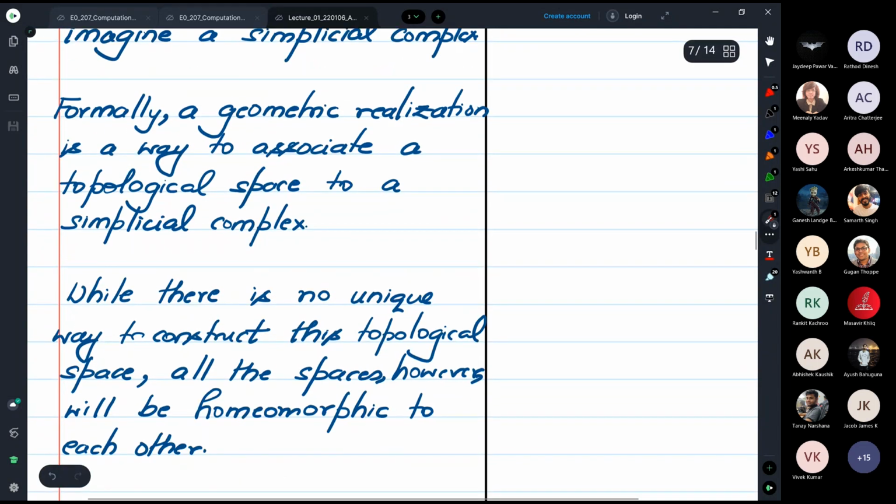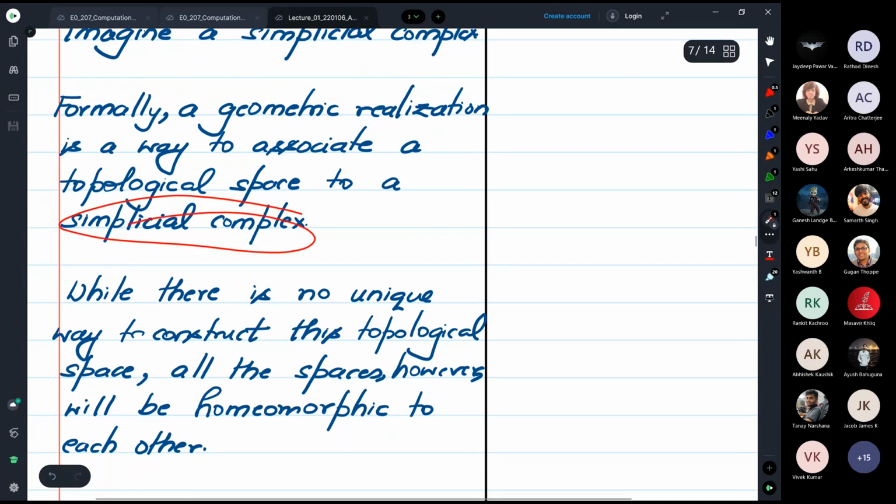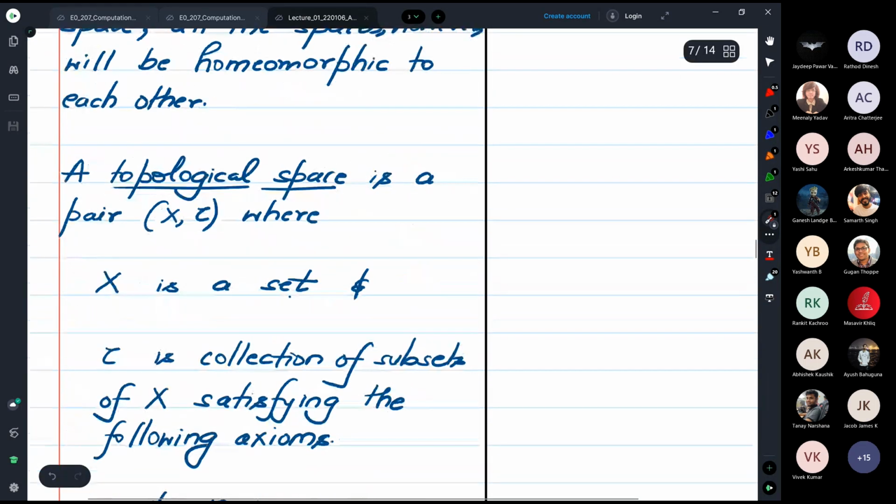So what does geometric realization mean? Whenever you are given a simplicial complex, you sort of cook up a topological space, right? So what is a topological space? I'll explain. Think of this as just a space, right? While there is no unique way to come up with this space, all the spaces that you do come up with, by ensuring that you follow all the rules, one can show that the resultant spaces will all be homeomorphic to each other, right? While there is no unique way, whatever space you come up with, they all will be homeomorphic to each other. Okay, so that is something you may want to keep in mind.